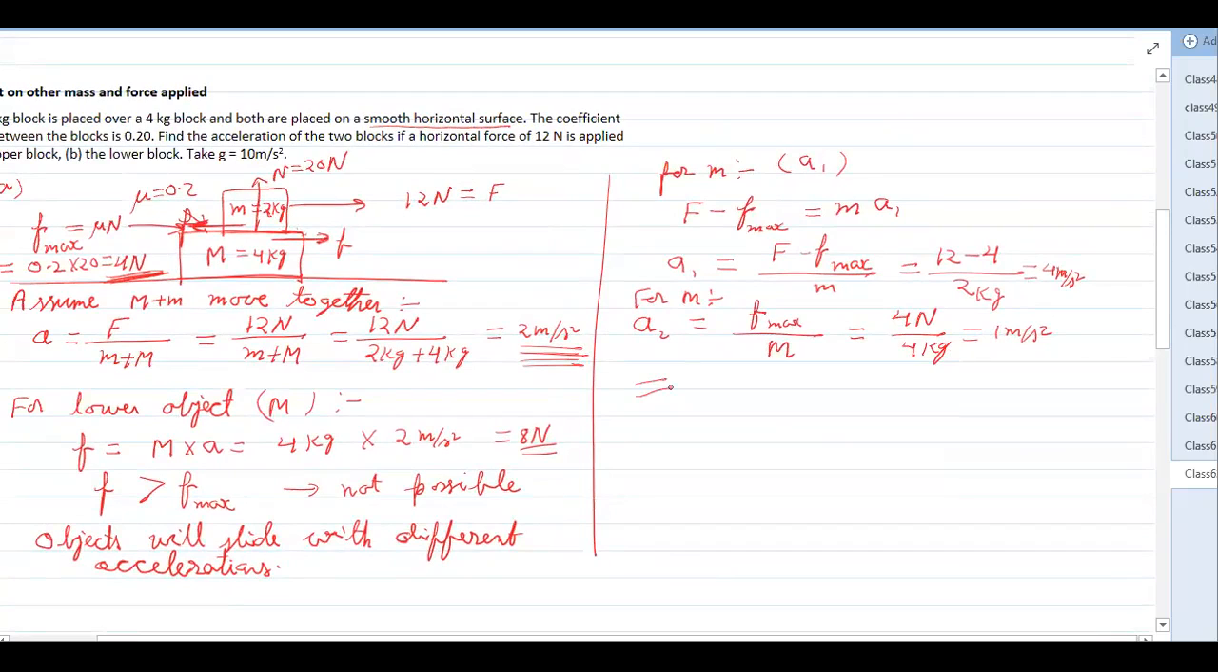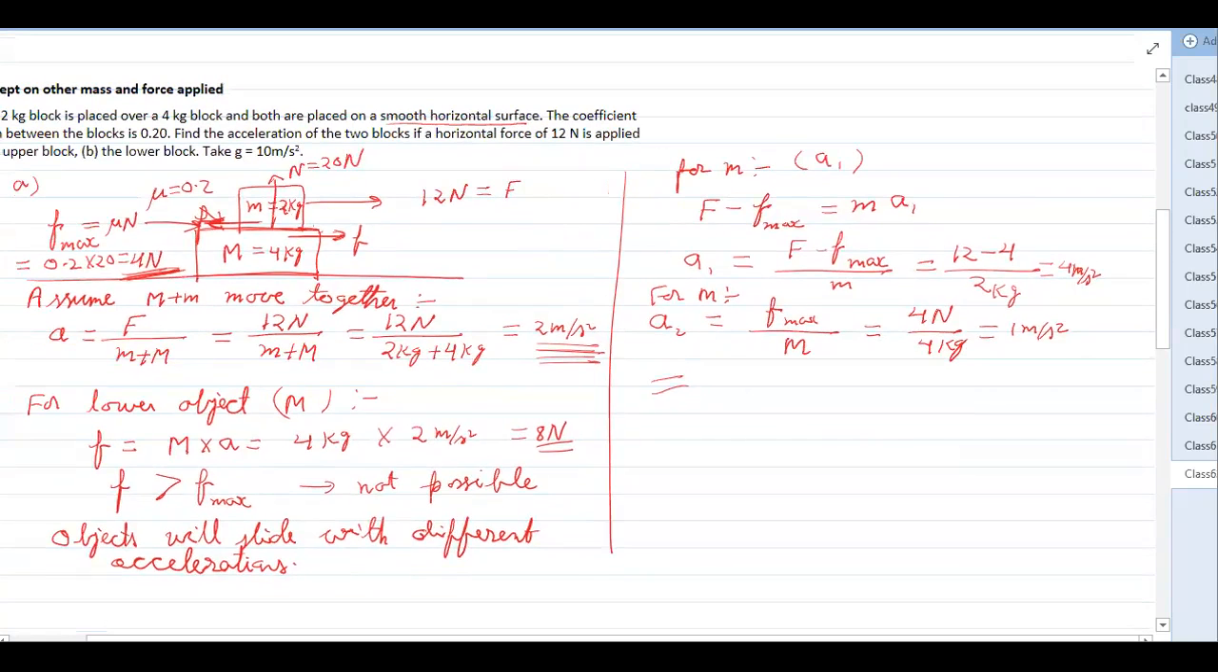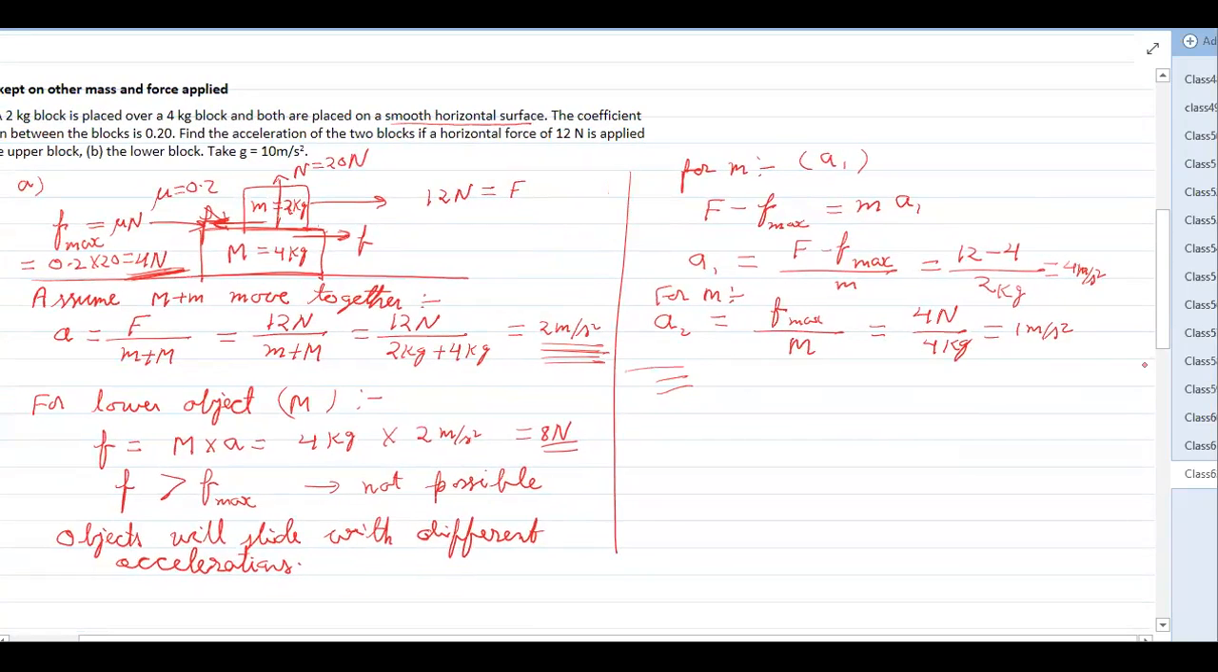Okay. So in this way we are going to find, and you will not simply write. See, most of the students, what mistake they make. I am giving that example, what students are going to do in this case. They will just take the value of friction as mu into normal, so 4 Newton. So they will write it like this: 12 Newton minus 4 Newton divided by mass.